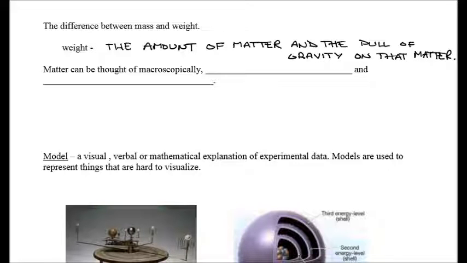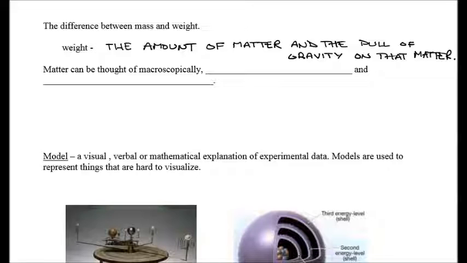So we all know that an object weighs less on the moon because the moon has 1/6 of the gravity of the Earth. So if you weigh 180 pounds on the Earth, you will only weigh 30 pounds on the moon, but you will still have the same mass. Mass doesn't change, weight does.